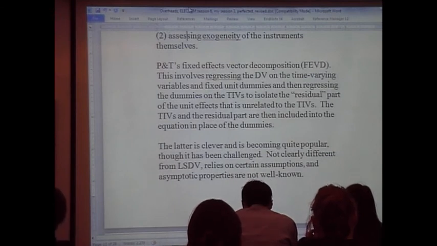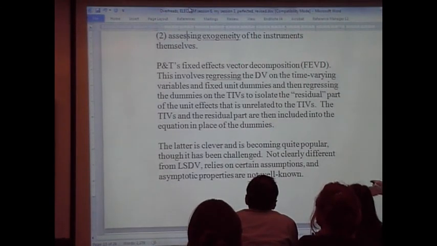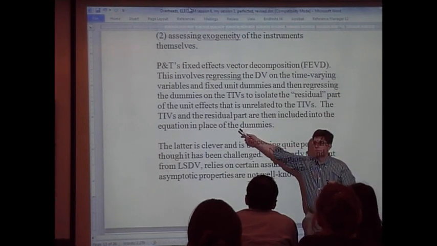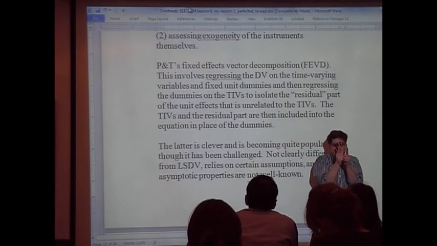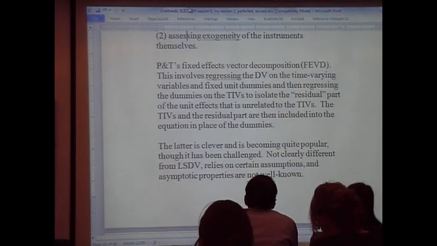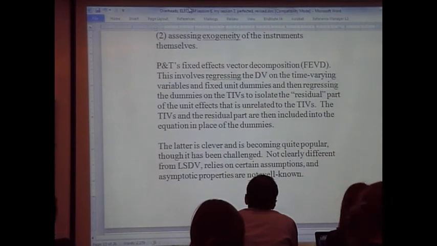Here it is: y sub it regressed on x sub it, the TIVs, and then the residual dummies, right? So now you've basically taken each dummy variable and partitioned it into two components. And then you want to see what is the effect of these TIVs. So you're basically trying to see how much of the unit effect is due to the TIVs and how much is due to something else. Okay, this is kind of a clever thing, right?